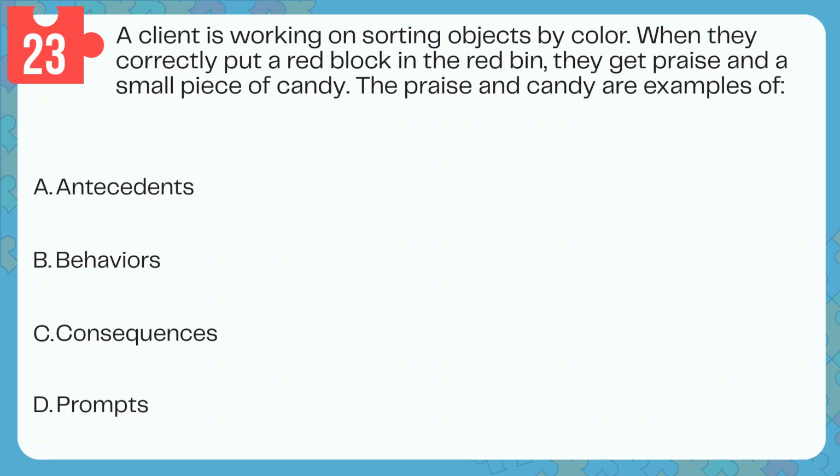Question 23. A client is working on sorting objects by color. When they correctly put a red block in the red bin, they get praise and a small piece of candy. The praise and candy are examples of: A. Antecedents. B. Behaviors. C. Consequences. D. Prompts.